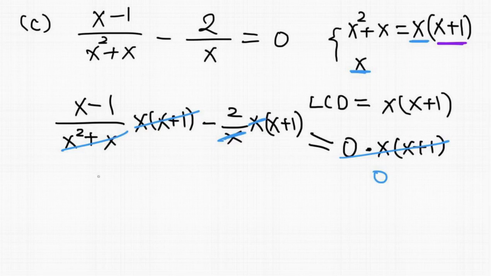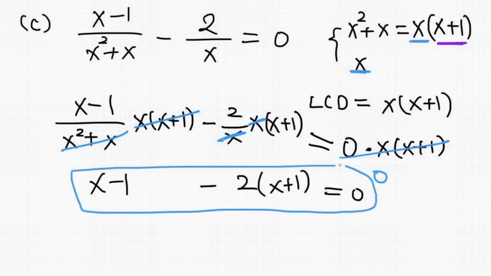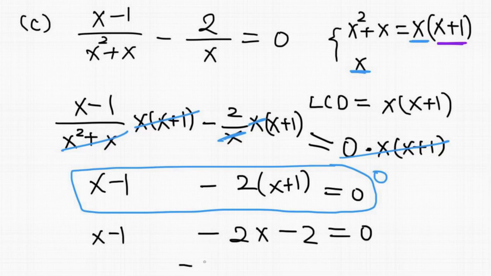So now we have x minus 1 minus 2 times x plus 1, and that equals 0. So here we have a nice and simple equation without the denominators. So x minus 1, if you distribute the number, this is 2x, and then minus 2 times 1, that's minus 2. So x minus 2x is then minus x, and minus 1 minus 2 together, minus 3. That equals 0.